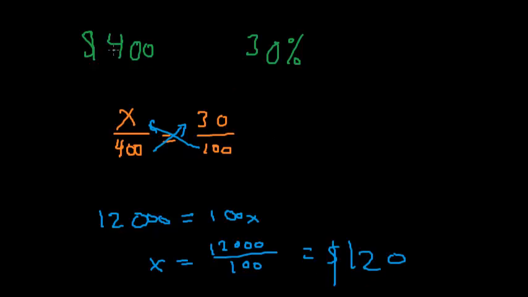That's 30% of my 400. But that's not what I'm going to pay. That's how much the discount was. If I want to find out how much I'm paying, I take my 400 and subtract from it the discount of 120, borrow from my 4, and I get 280. So the $280, that is what I'm going to pay.